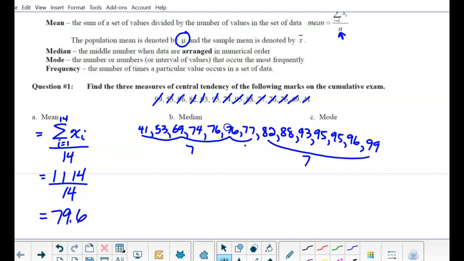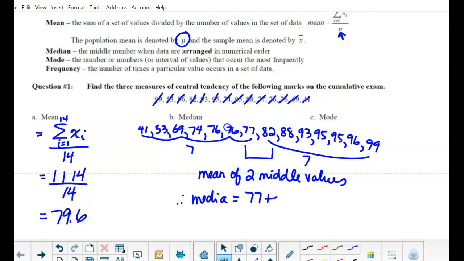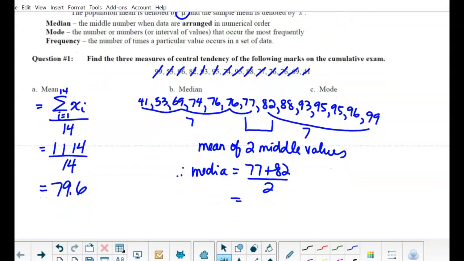So what you have to do, if there's an even number, and I think we list it somewhere, yeah, we do on the back in terms of calculator, we want to take the mean of the 2 middle values. So the median is equal to 77 plus 82 over 2. Halfway between 77 and 82, which will be what, 79.5.